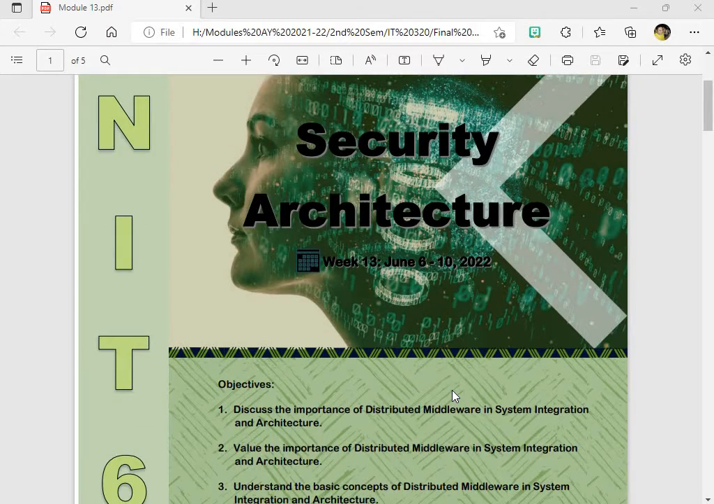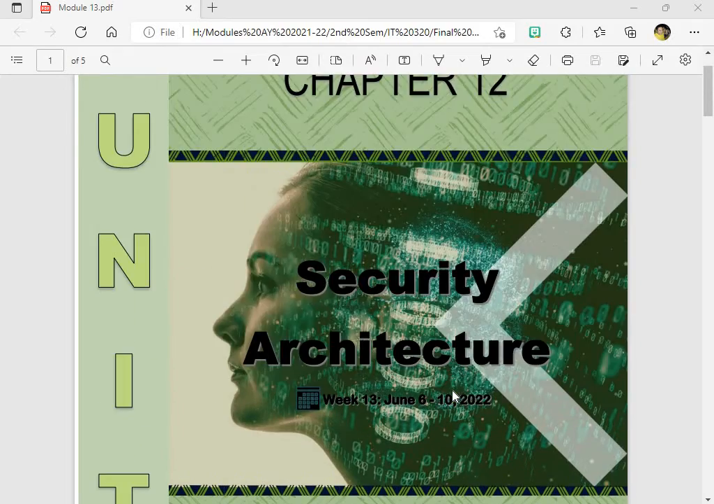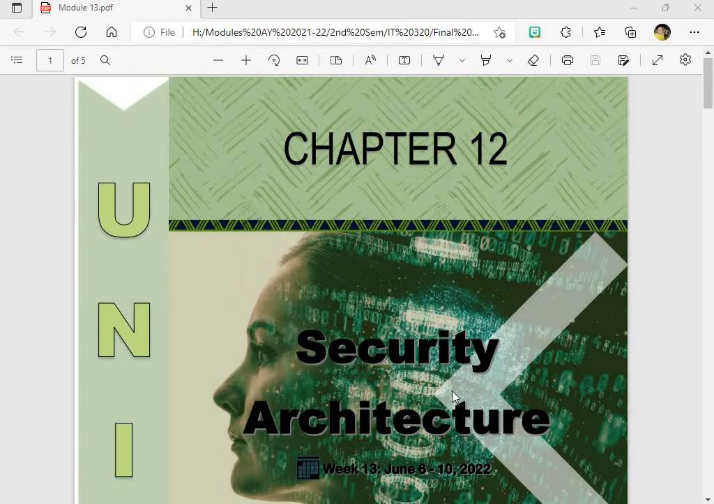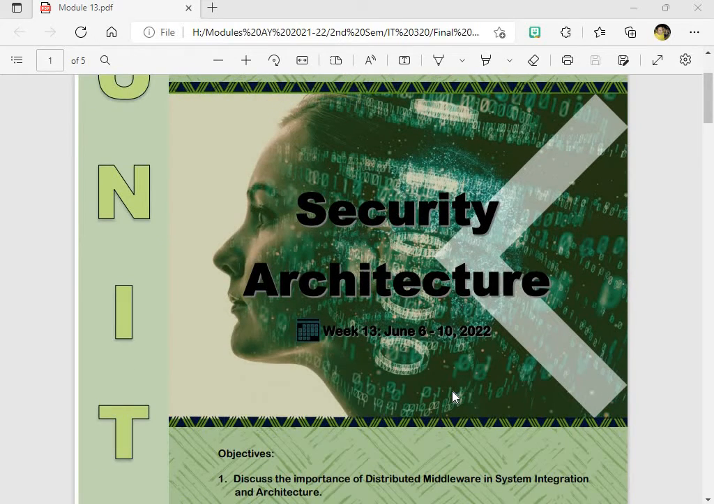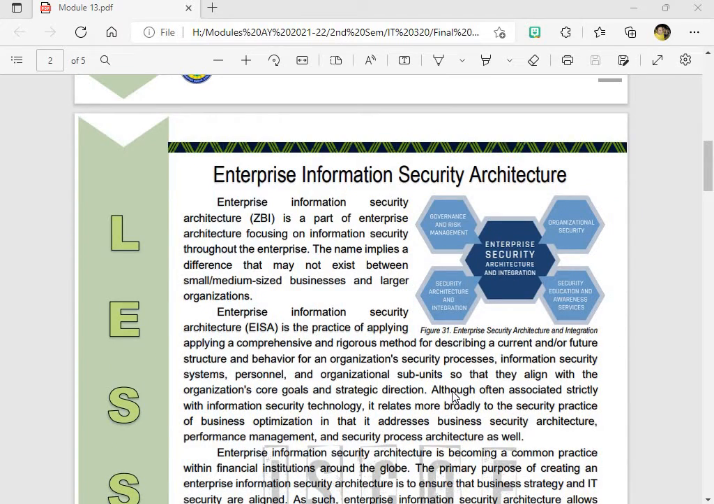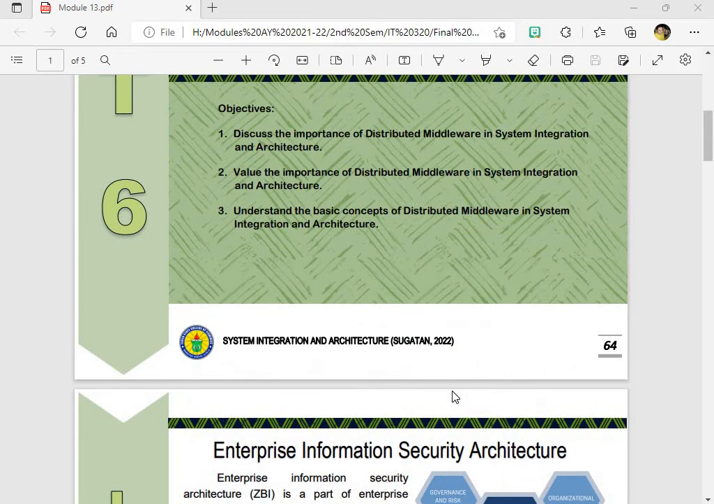And we are still on Unit 6, Chapter 12, Chapter 13, supposedly. This is Chapter 13, so we have Security Architecture. And our topic for this morning is about Enterprise Information Security Architecture. So before we start, our objectives are as follows. We're going to discuss the importance of enterprise information security and systems integration, value the importance of enterprise information security, and understand the basic concepts of enterprise information security and architecture.